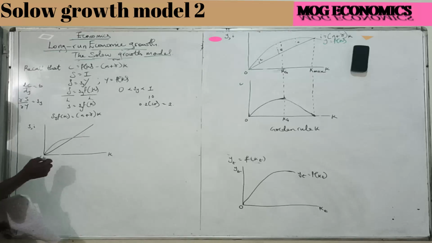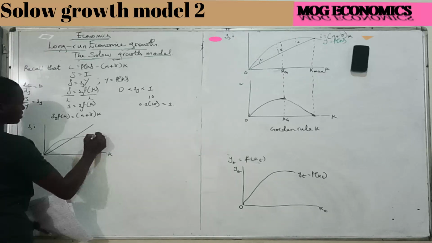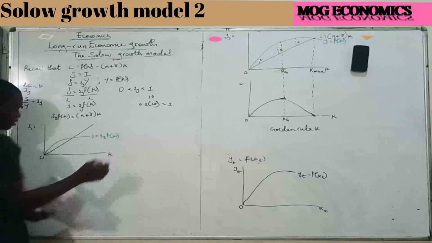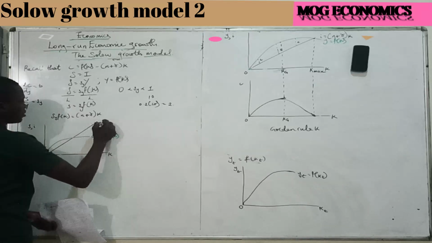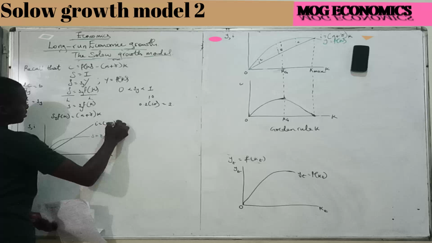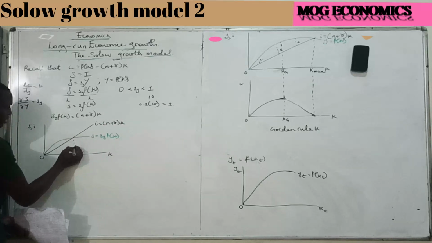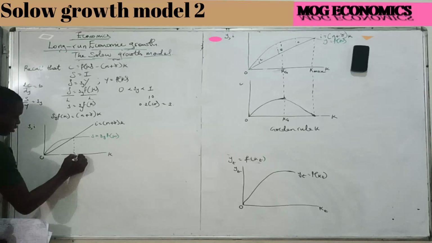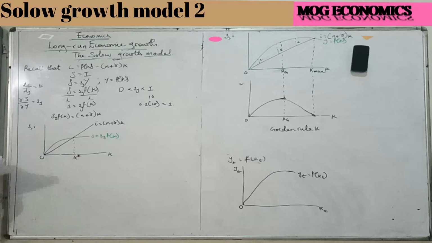So where s equals sy as a function of k, and i equals (n plus d) times k, the capital that we get here is the steady state capital. Let me just call it K star, the steady state capital per worker.